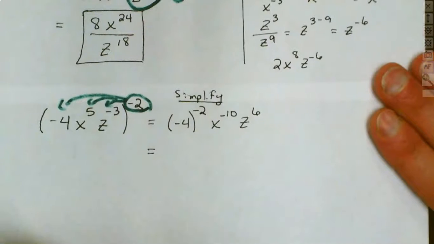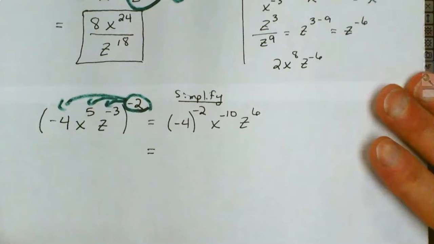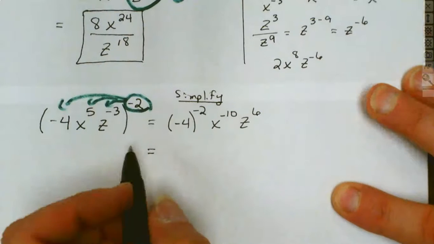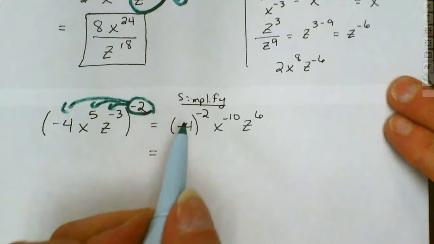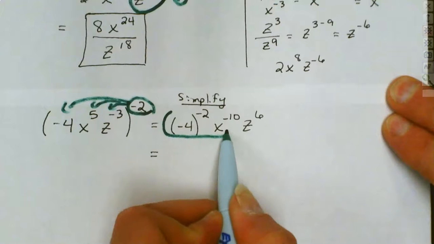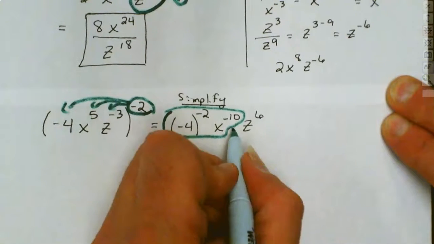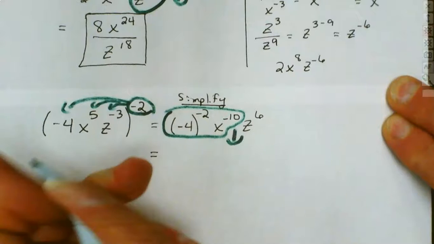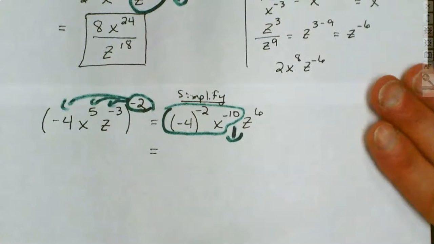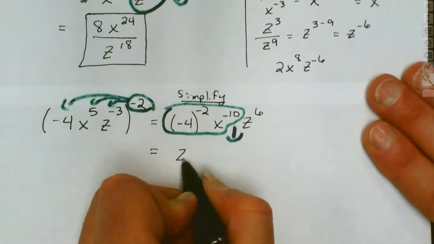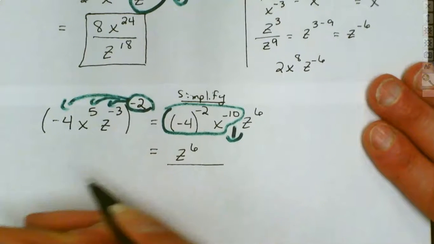Now we can go ahead and move everything down and work with it. So what do we know that's going to stay on the top? What about all of this? What's going to happen with all of this? Well, all of this has a negative exponent, so it goes down below. So what stays on the top? Z to the 6th. The z to the 6th is positive, so it stays on the top.